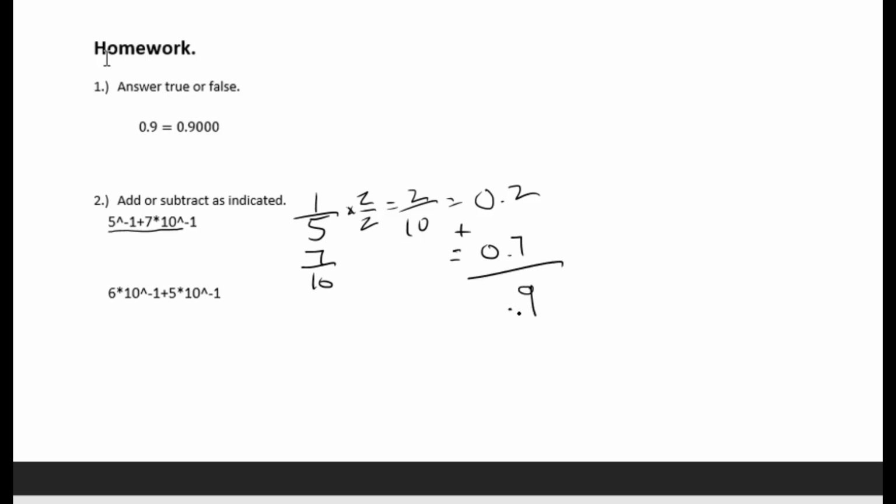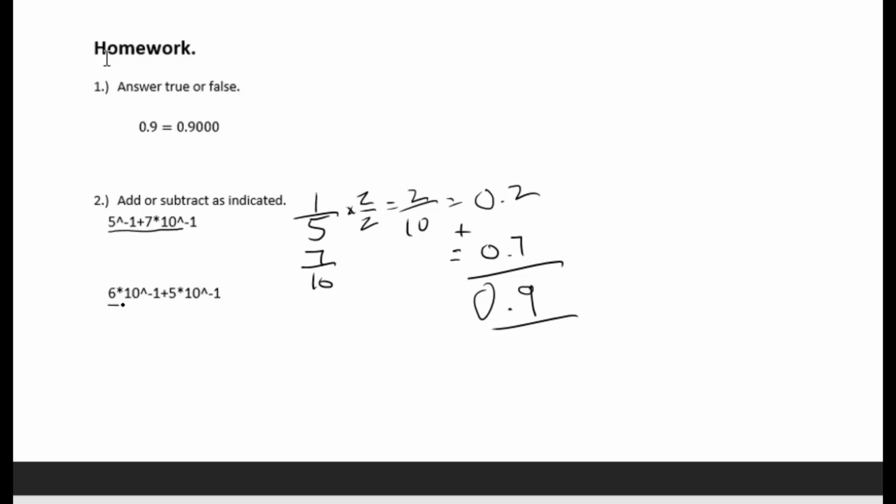So I just want to give you some hints on these problems here. It says add or subtract is indicated. 5 raised to the negative 1 means 1/5, right? Or if you want to make it a decimal, that's 2/10 or 0.2. 7 of 10 to the negative 1 is 7/10, right? So I have 2/10 plus 7/10, which is 9/10. Or you can write it like this.